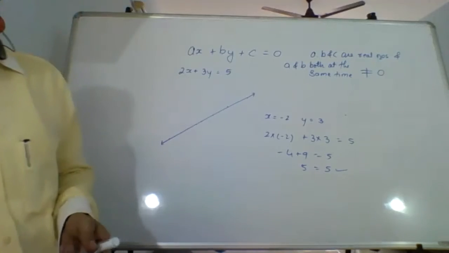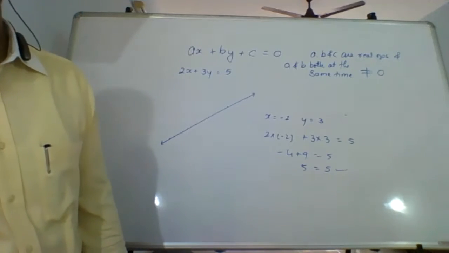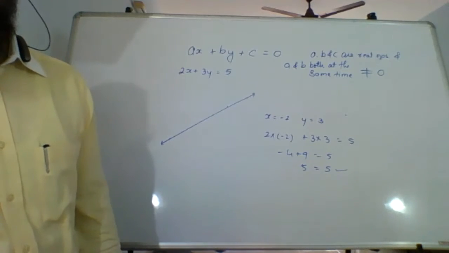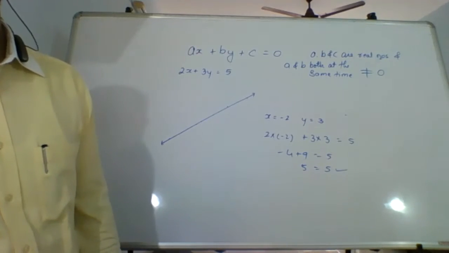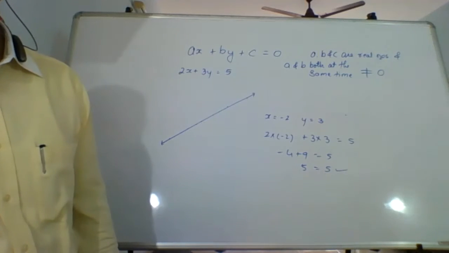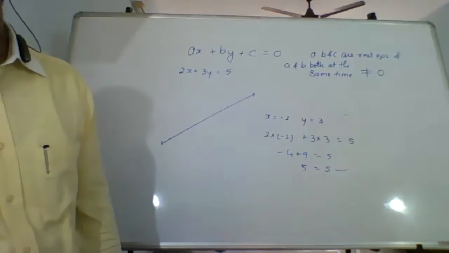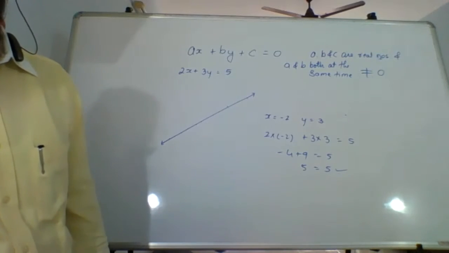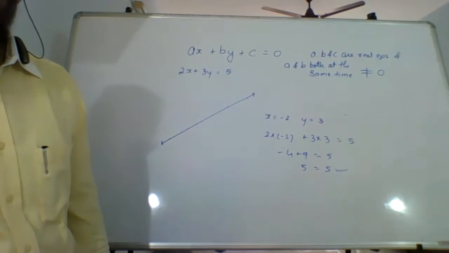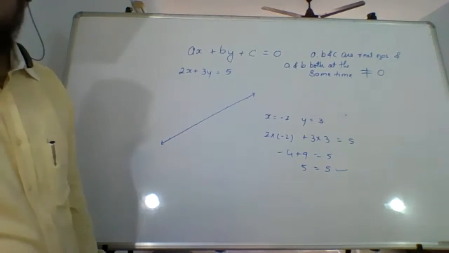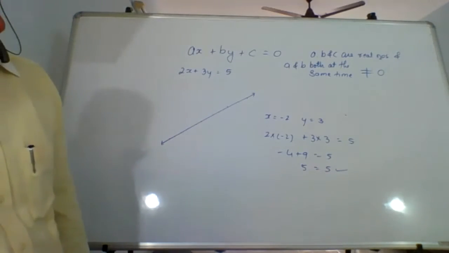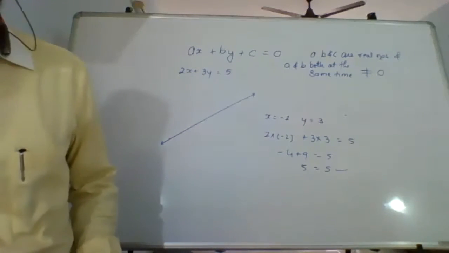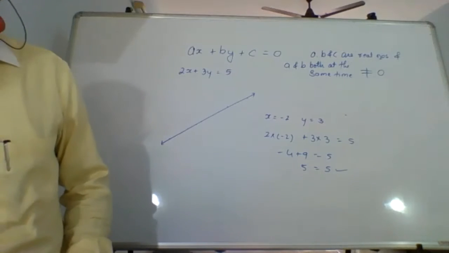Okay. So that is what it means. Every solution to the equation is a point on the line representing it. That is what it means. Every solution of the equation is a point on the line representing it, or vice versa, as I had said. Okay. Till here, are we clear?